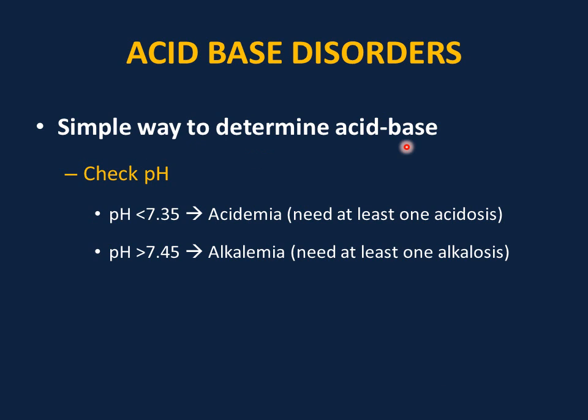Simple way to determine acid base. First thing, check the pH. If the pH is less than 7.35, this is acidemia, and you need at least one acidosis to find in the blood gas. If the pH is more than 7.45, this is alkalemia, so you need at least one alkalosis in the blood gas. All of this will make sense when we start to practice with the clinical cases.